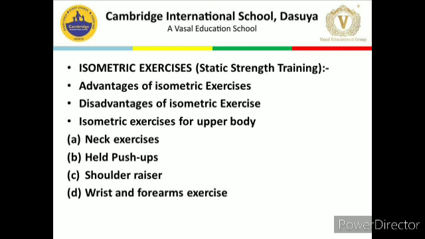Fourth and last is wrist and forearm exercises. Hold one hand palm up in front of you and use the other to resist as you curl your wrist towards your body. Do the same with your palm facing down and repeat on both sides. This is all for isometric exercises.